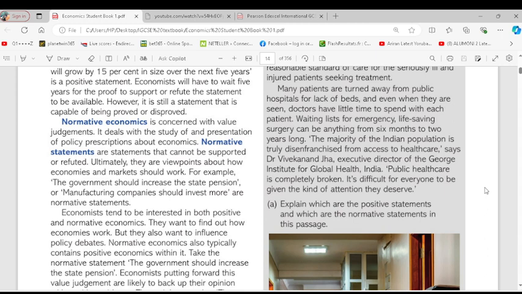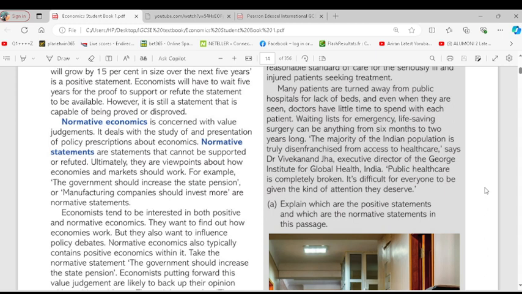And what is normative statements? These are statements that cannot be supported or refuted. Ultimately, they are viewpoints of how economies and markets should work. So for normative statement, these are statements that cannot be supported or refuted because it's about how things should happen. Okay. Do you understand? It's not the same as you finding evidence. With evidence, you can say yes or no. That is positive economics and positive statement. But for normative statement, you cannot say yes, you cannot say no, because they are backed with policy.